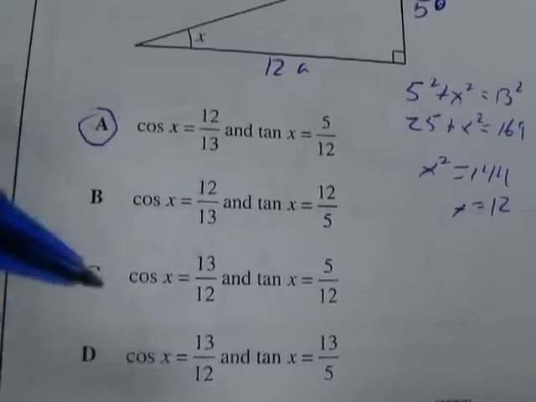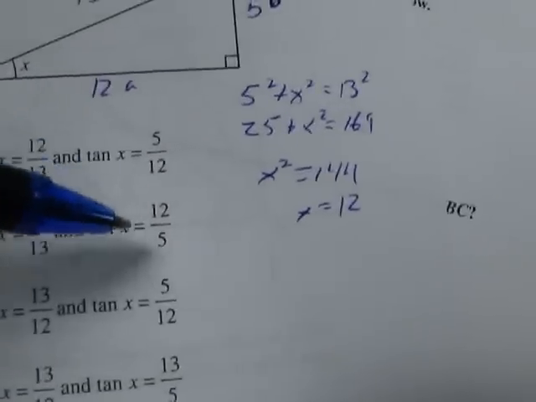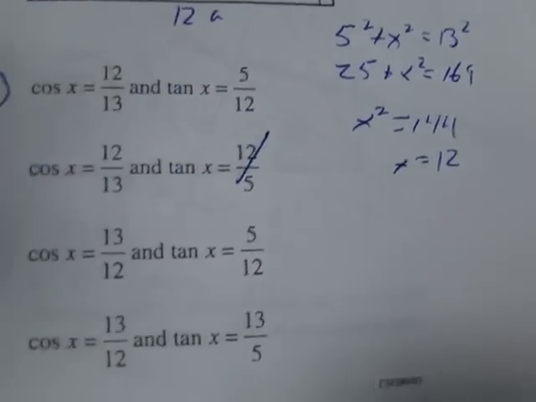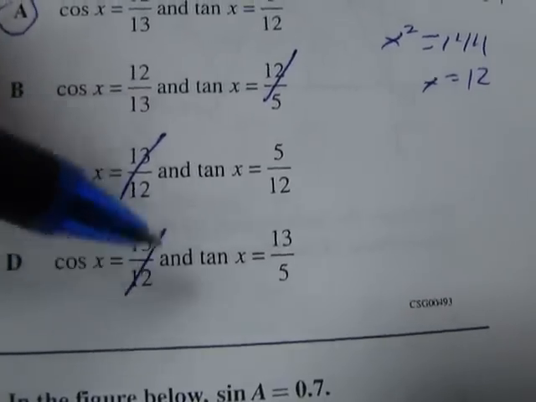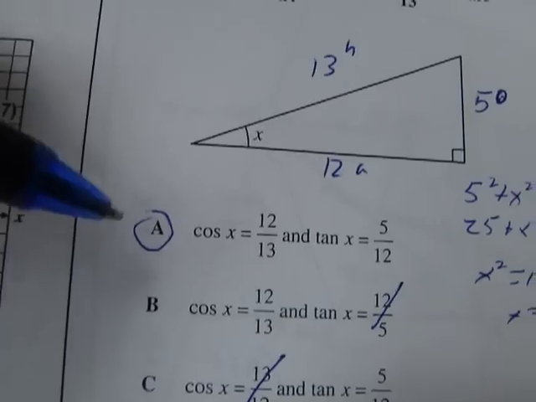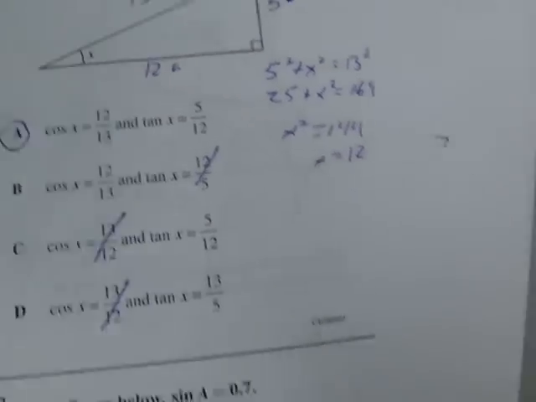Let's just check the other ones. Cosine equals 12 over 13, but they get the tangent wrong. See, that's wrong. Cosine is 13 over 12. That's wrong. It's 12 over 13. And again, that's wrong. So the only one that fits is A. Okay, so that's it for number 74.